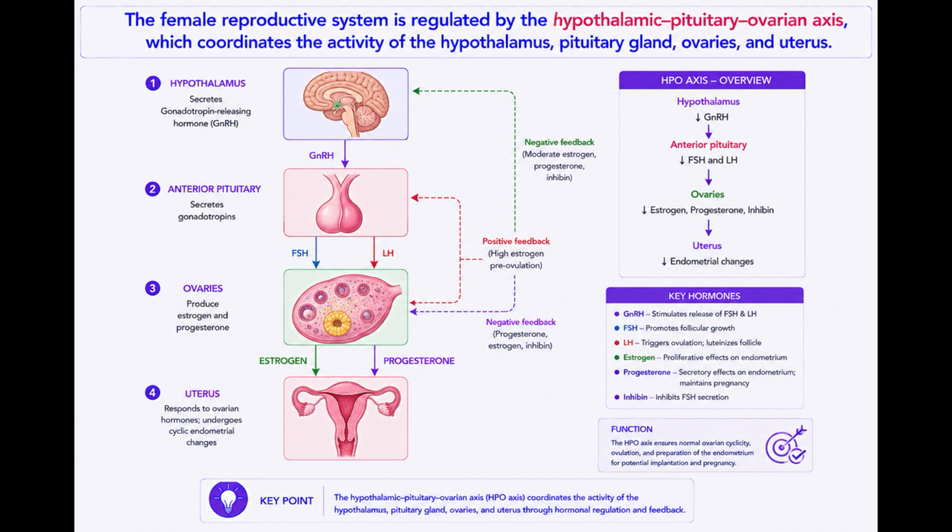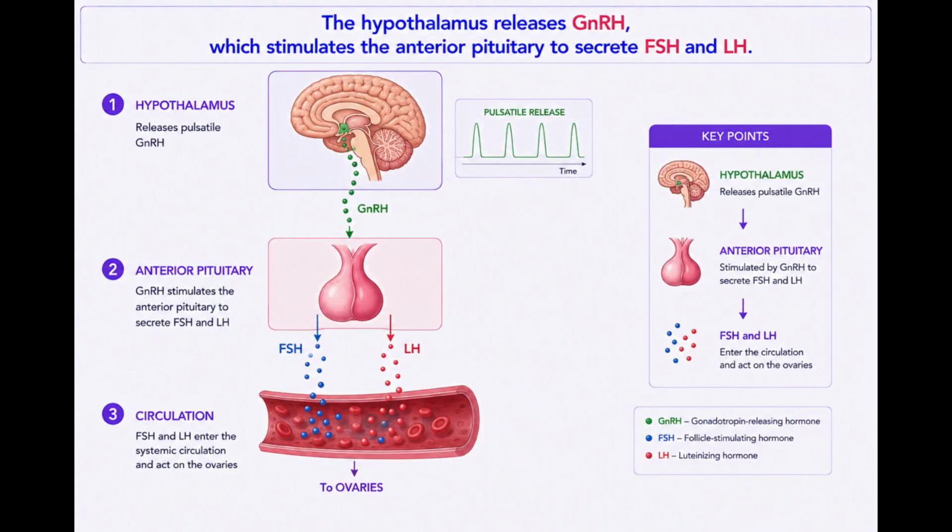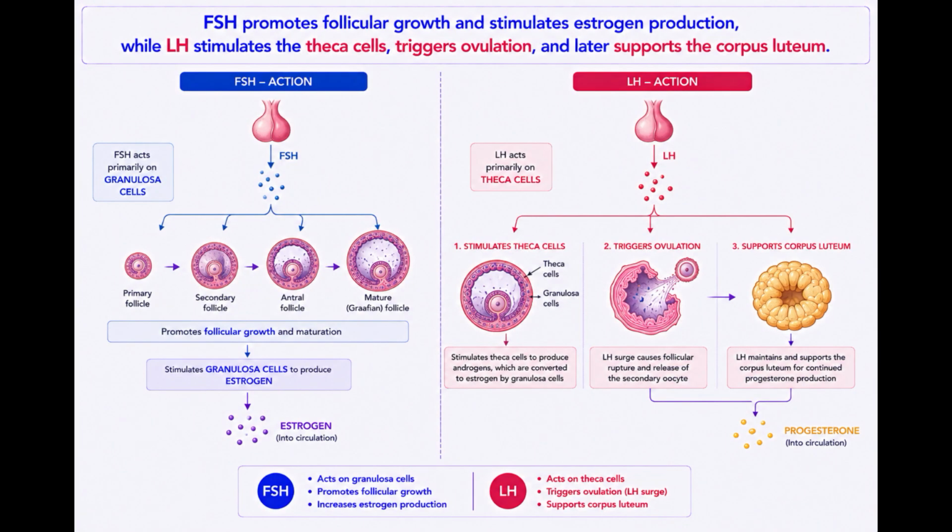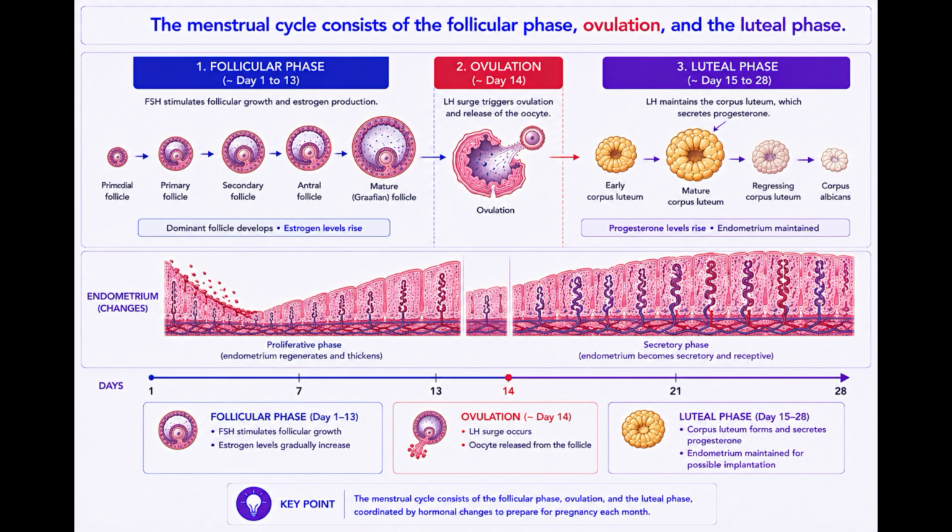The female reproductive system is regulated by the hypothalamic pituitary ovarian axis, which coordinates the activity of the hypothalamus, pituitary gland, ovaries, and uterus. The hypothalamus releases GnRH, which stimulates the anterior pituitary to secrete FSH and LH. FSH promotes follicular growth and stimulates estrogen production, while LH stimulates the theca cells, triggers ovulation, and later supports the corpus luteum. The menstrual cycle consists of the follicular phase, ovulation, and the luteal phase.